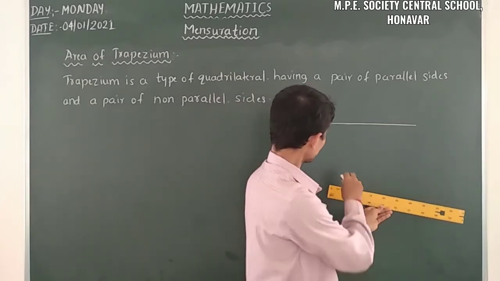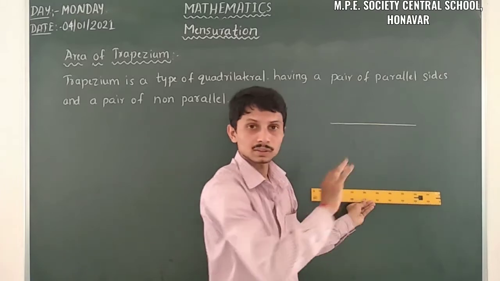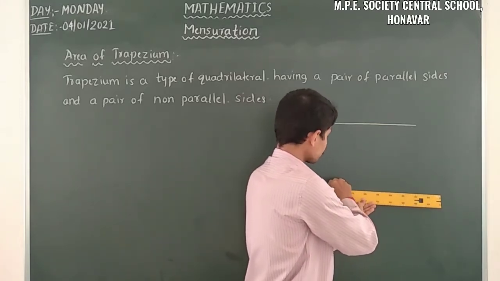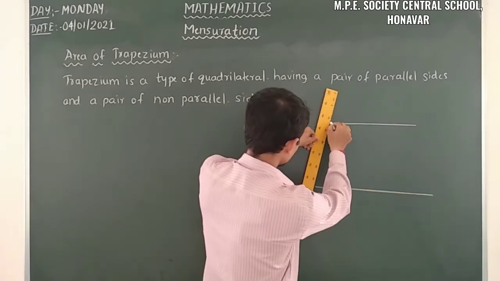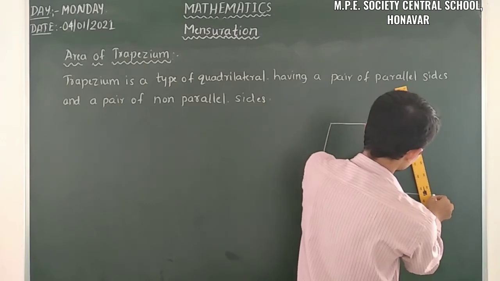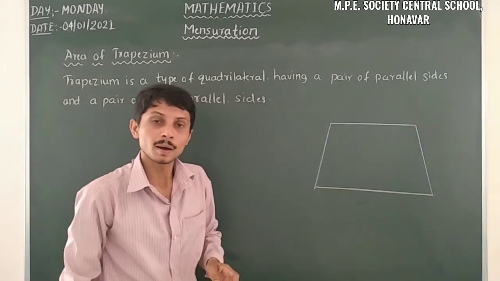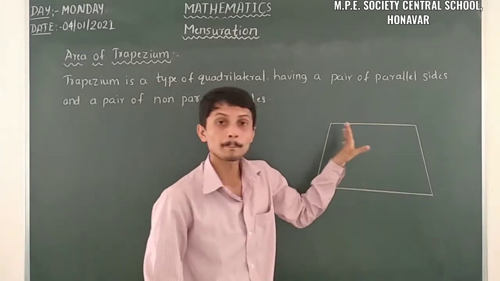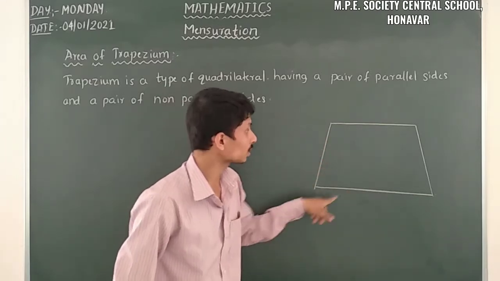You can take it from this point also, so that it is greater than this one. Likewise you can take it. Here I am taking it like this. I join these 2 points and these 2 points. Observe, this is a trapezium. These 2 are the parallel sides and these 2 are the non-parallel sides.